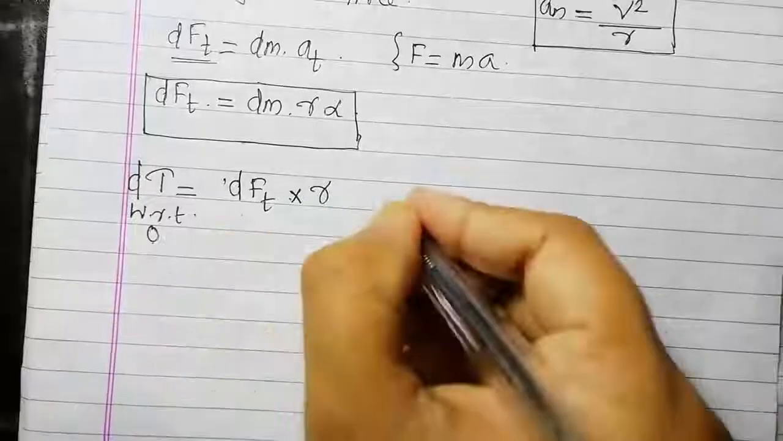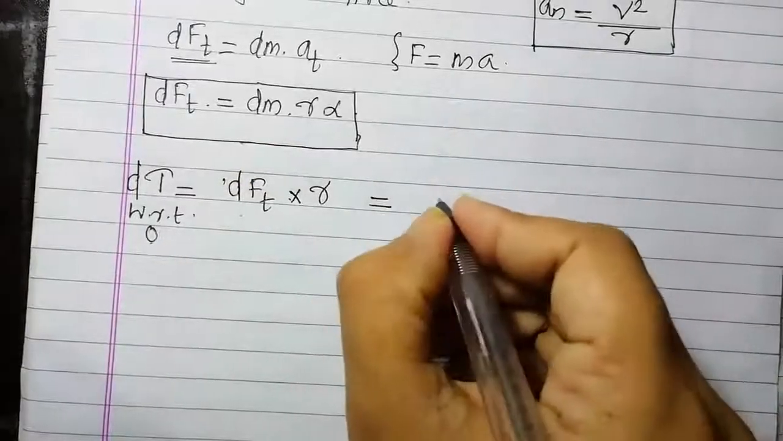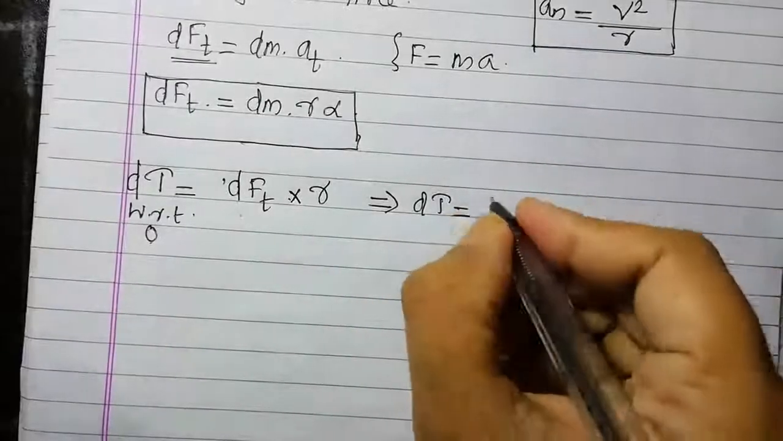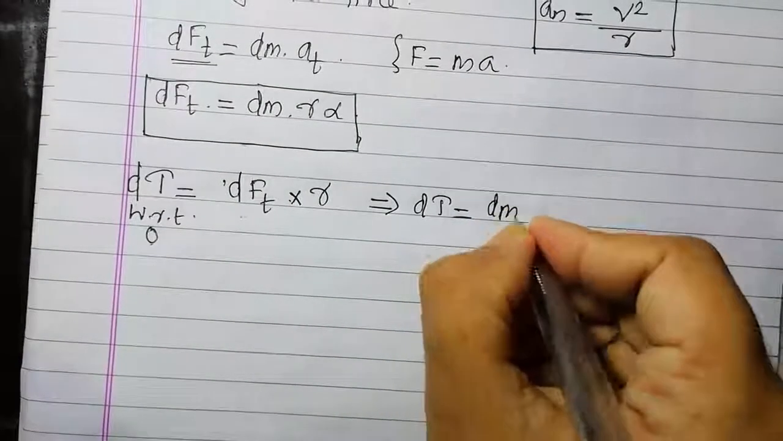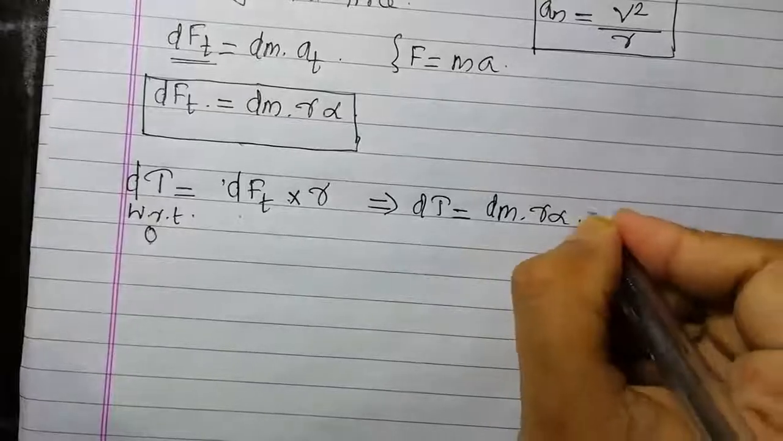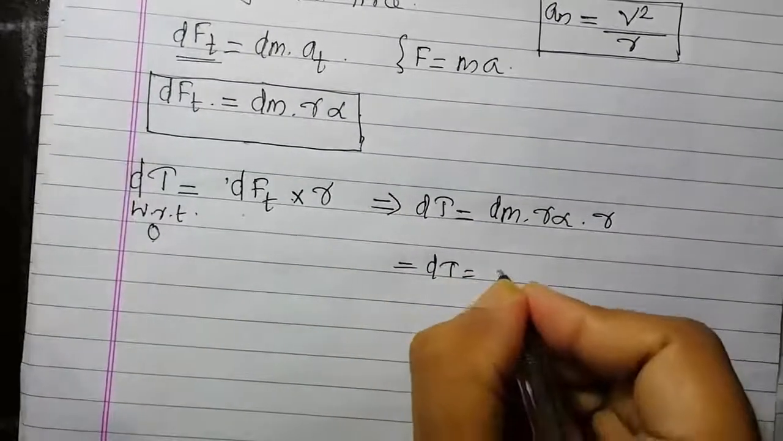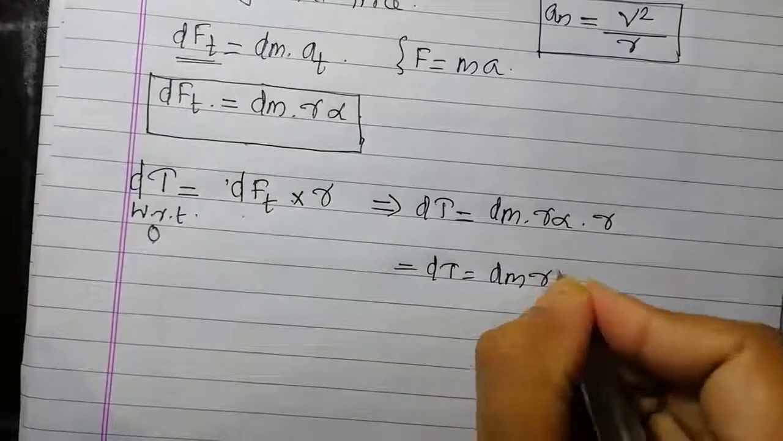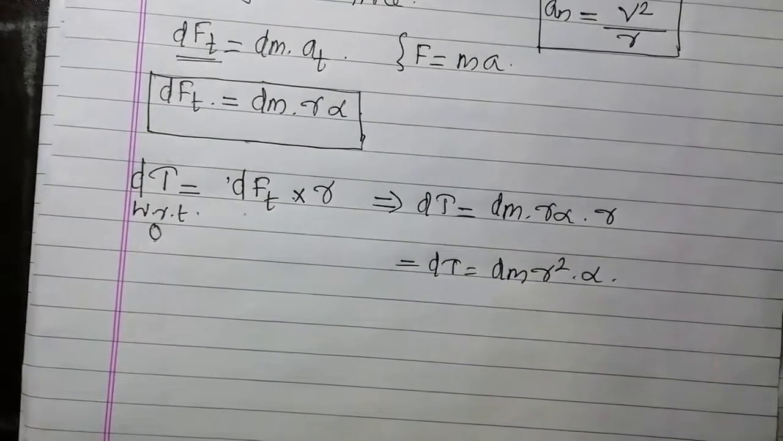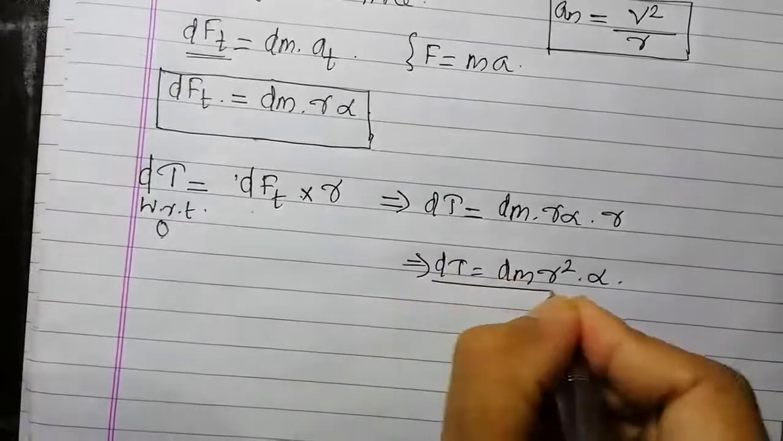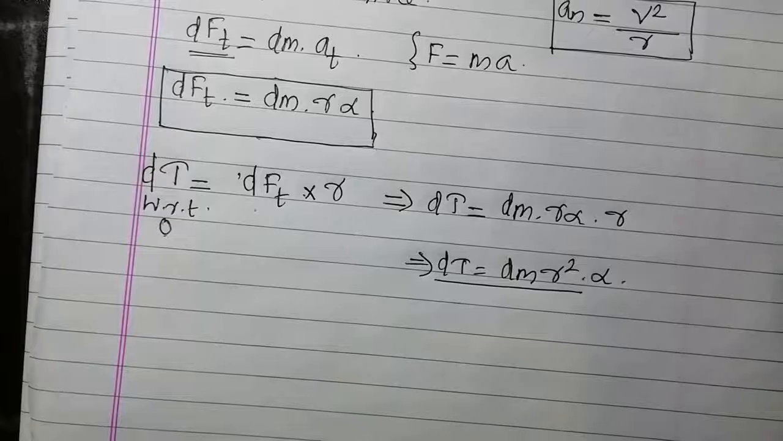Now we know that dFt is dm into r alpha. This gives the elemental torque: dT is equal to dm into r alpha into r, or dT is equal to dm into r square into alpha. So this is the torque acting on the small elemental mass dm.